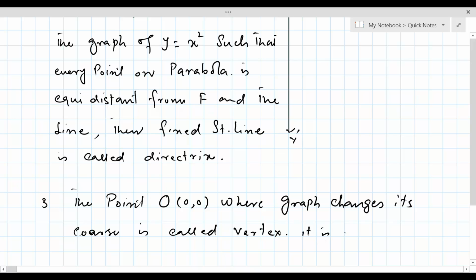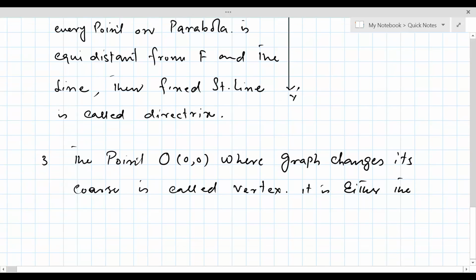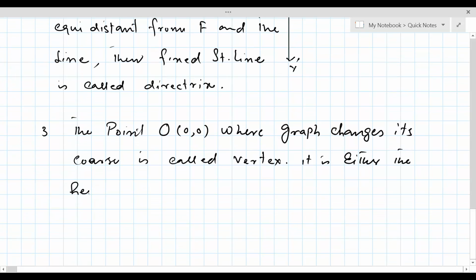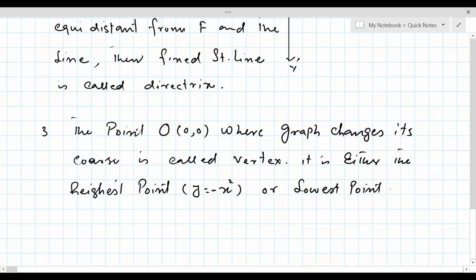It is either the highest point, and it will be the highest point if the equation was y is equal to minus x squared, or the lowest point if the equation was y is equal to x squared. It is called the vertex.